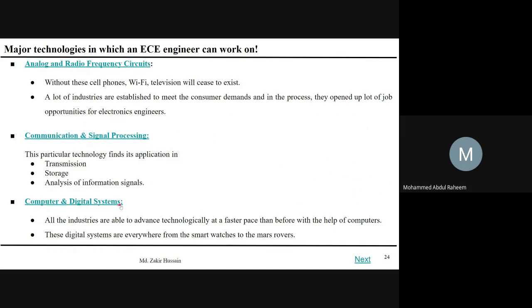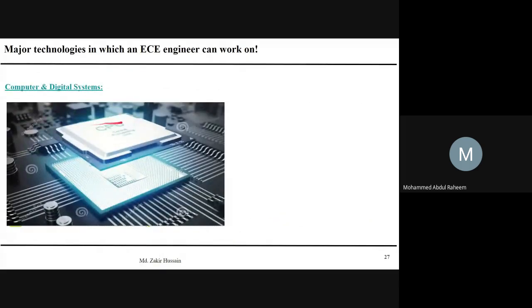Computer and digital systems, this is another domain. All the industries are able to advance technologically at a faster pace than before with the help of computers. These digital systems are everywhere, from smart watches to Mars rovers. You see the CPU here; this tiny image has trillions of transistors inside. Who is behind the circuit development? The naked eye cannot see it. Electronics and communication engineering guys are behind this.